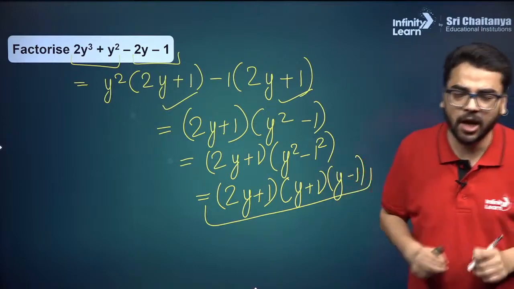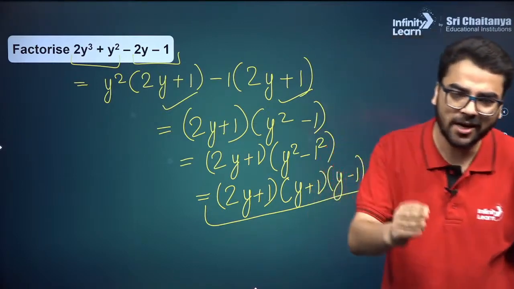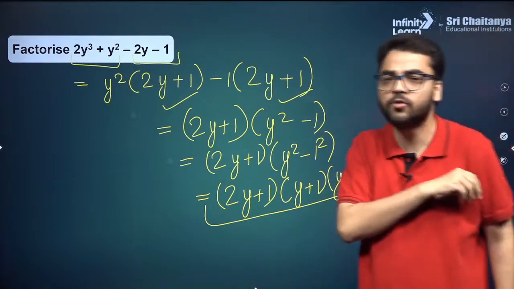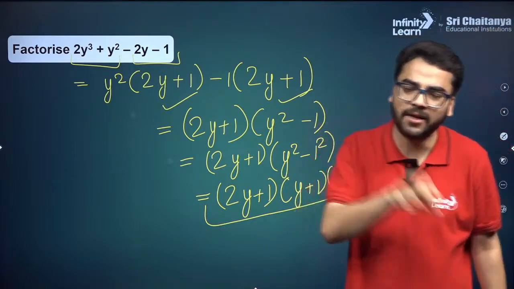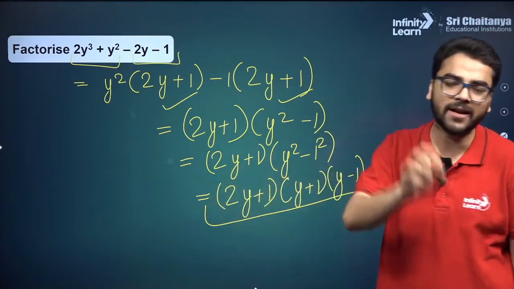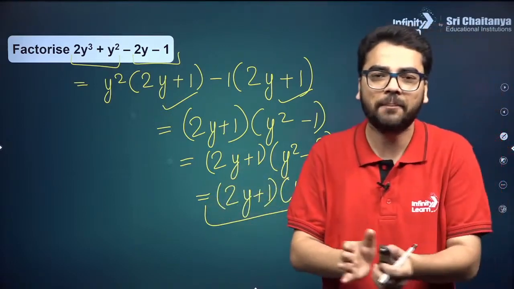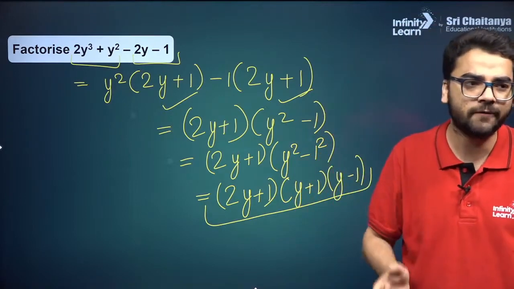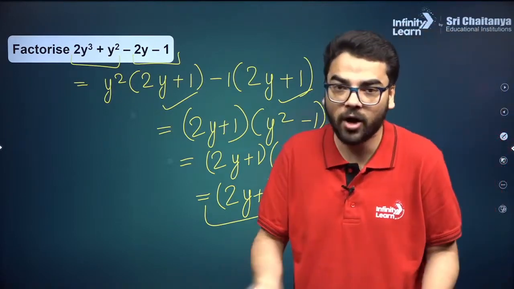See, up till now we have factorized a quadratic polynomial using splitting the middle term and then using the factor theorem. And now we have done two questions on factorization of cubic polynomials by taking common. We are not using the factor theorem. But every time it will not be possible.